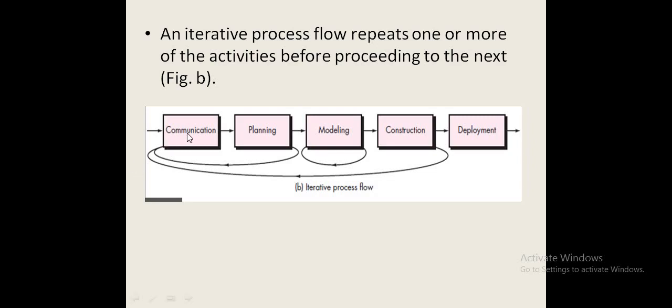Here we can see communication and planning are again repeated one more time. There is a loop shown here. That means this process can be repeatedly done, and after that modeling is performed. Then modeling is repeated many times. Then construction is performed. Then construction to communication, again it is circulating and forming a loop. Then deployment is taking place. So we can see that some activities may be repeated more than one time. This is known as iterative process flow.